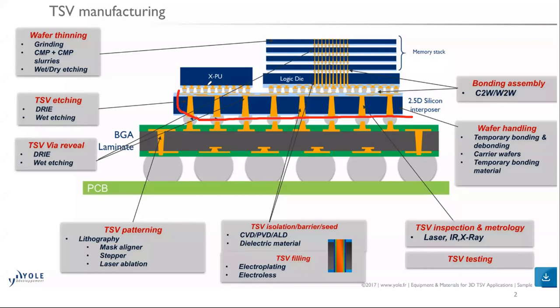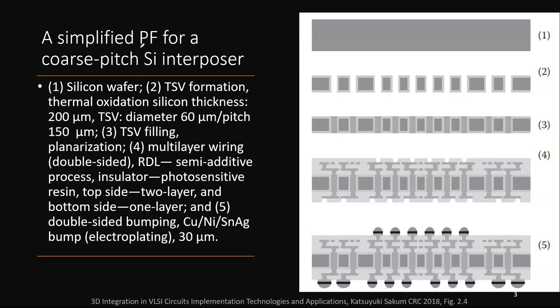If we want to focus on this area, the silicon interposer with respect to the RDL, this is what the flow looks like. This is a simplified process flow for a coarse pitch silicon interposer, and there are roughly 5 steps. You have your silicon wafer incoming, and then you have TSV formation, right? After you form it, you form some kind of oxide. Silicon dioxide is commonly used. If this space is wide enough, you just thermally oxidize it to the best you can, or you deposit it with TEOS or something like that. The choice depends on your baseline history and how you want to solve this problem.